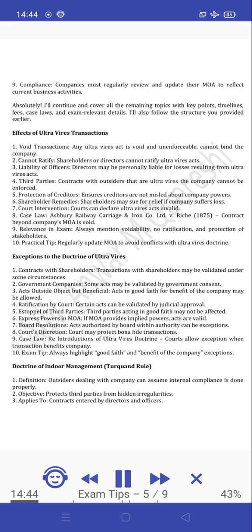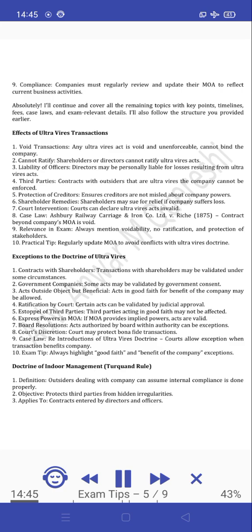Exceptions to the doctrine of ultra vires. 1. Contracts with shareholders. Transactions with shareholders may be validated under some circumstances. 2. Government companies. Some acts may be validated by government consent. 3. Acts outside object but beneficial. Acts in good faith for benefit of the company may be allowed. 4. Ratification by court. Certain acts can be validated by judicial approval. 5. Estoppel of third parties. Third parties acting in good faith may not be affected.